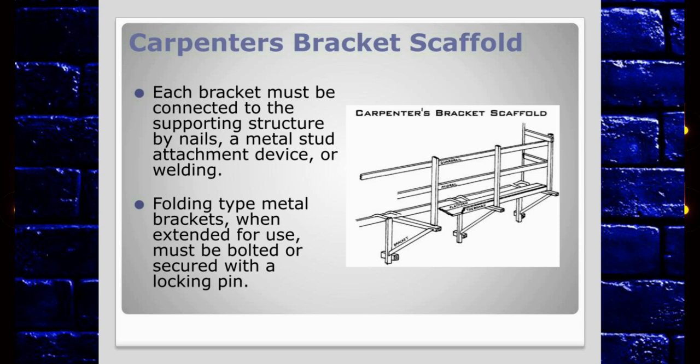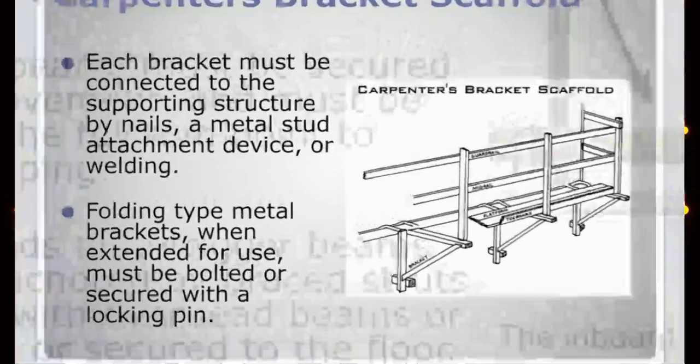A carpenter's bracket scaffold. Each bracket must be connected to the supporting structure by nails, a metal stud attachment device, or welding. Folding-type metal brackets, when extended for use, must be bolted or secured with a locking pin.